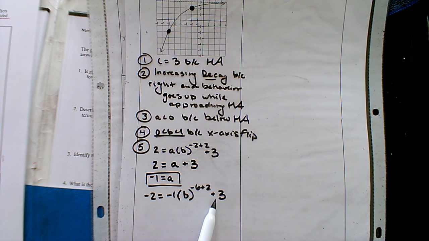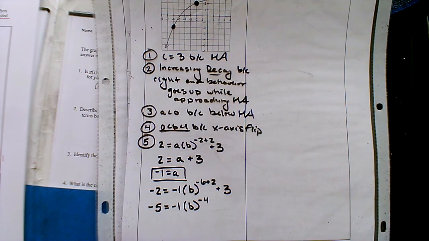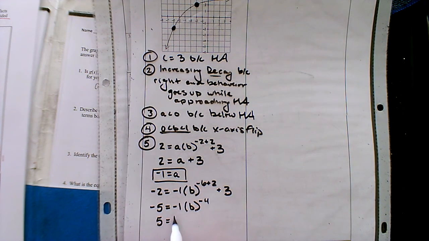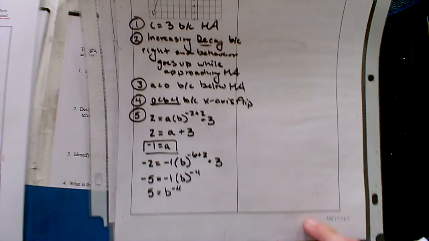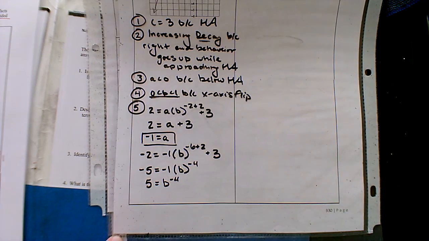All right, solving for B, let's subtract the 3 over. Divide the negative. B has a negative power. Where can we go from there?